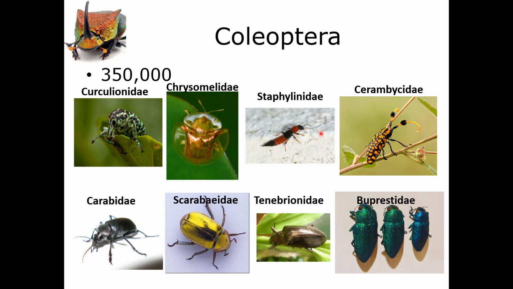Staphylinidae, these are the rove beetles. Staphylinidae are characterized by these little tiny elytra right there. So remember that Coleoptera are represented by the elytra. So you can see the elytra on all of these beetles here. Remember, coleos means sheath, and that's that first pair of wings that are turned into the sheath.